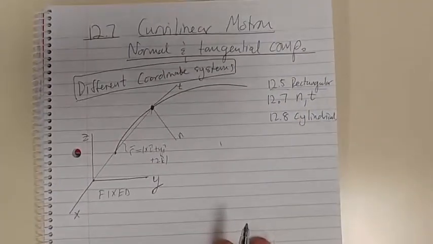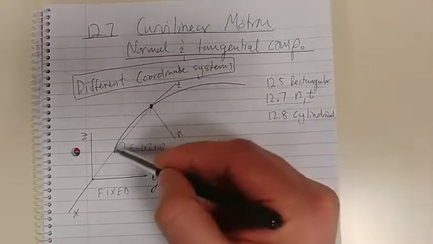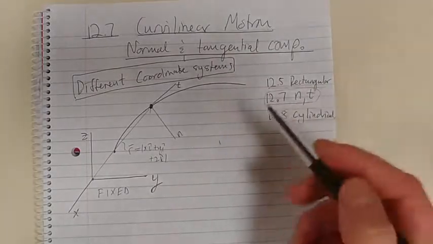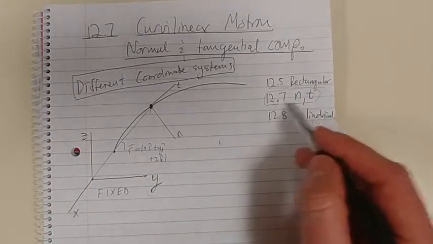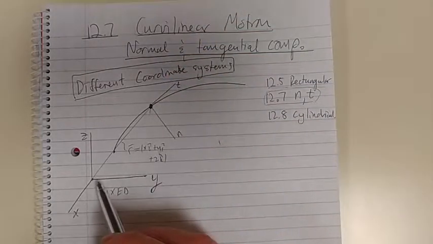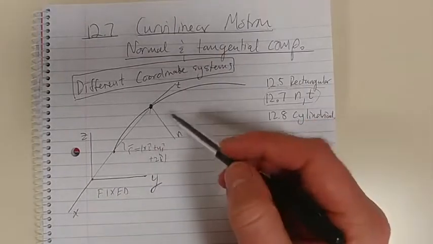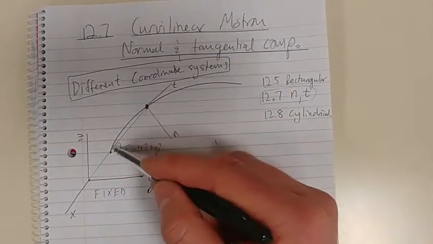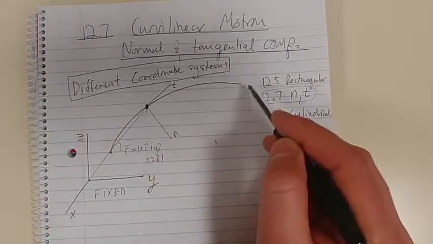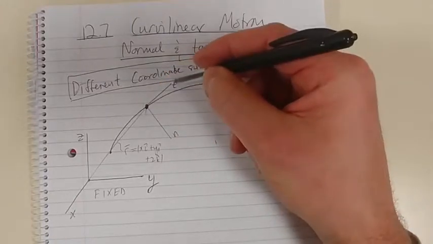Now, in 12.7 you can have exactly the same motion, but perhaps we want to analyze it using a different coordinate system. This normal and tangential coordinate system says, instead of a fixed reference frame like we had in 12.5, let's look at a reference frame that moves with the particle as it goes along this curved path. And what do we set up? Normal and tangential.